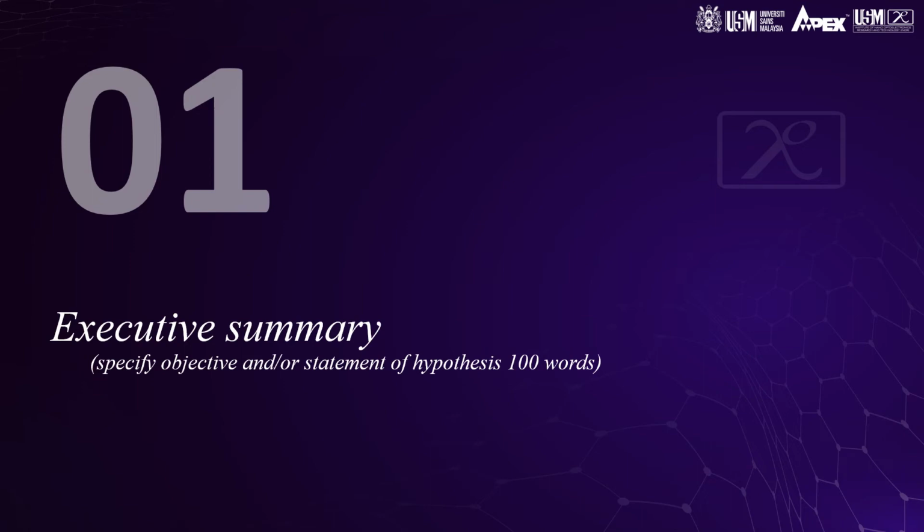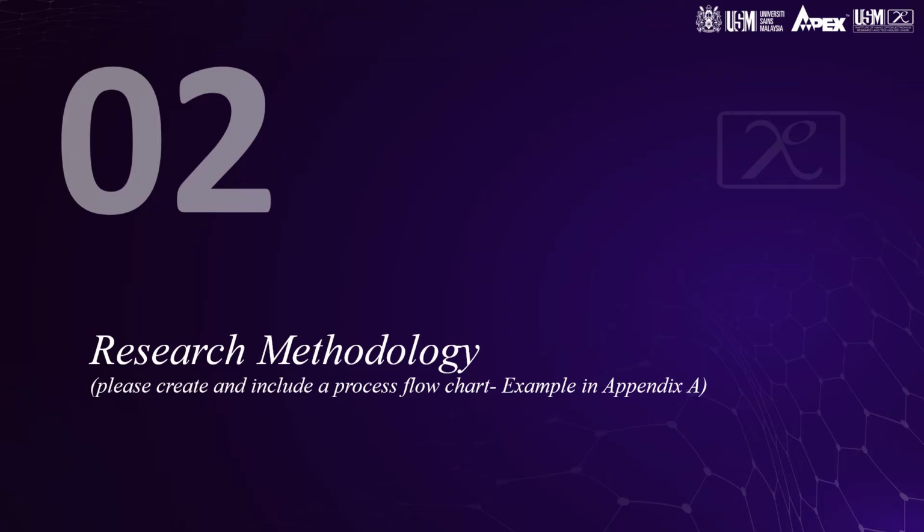Executive summary is an elaboration of your own words that consists of the objective and a statement of hypothesis. Make sure you state this clearly in this section for the topic 1, the first journal. And also proceed with the second one, the research methodology. Please create and include a process flow. I have also attached an appendix here in this slide. I can show you later.